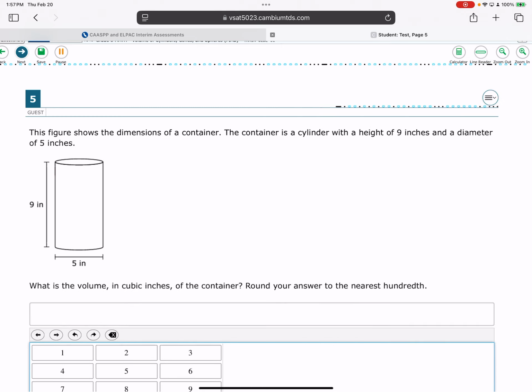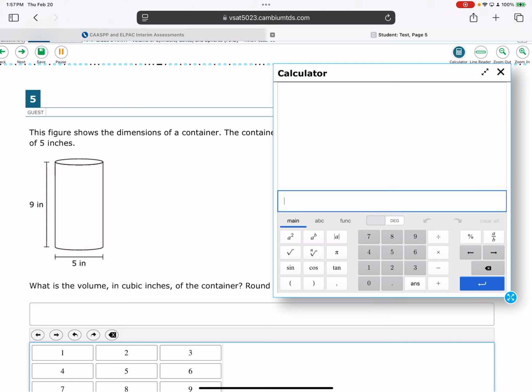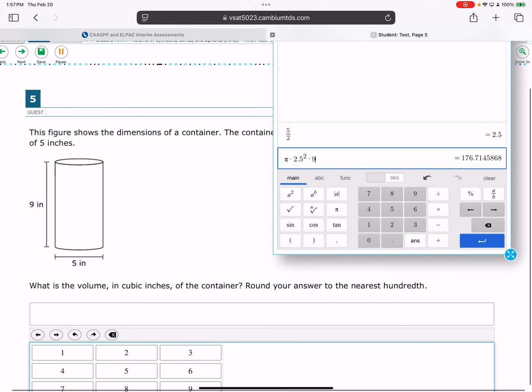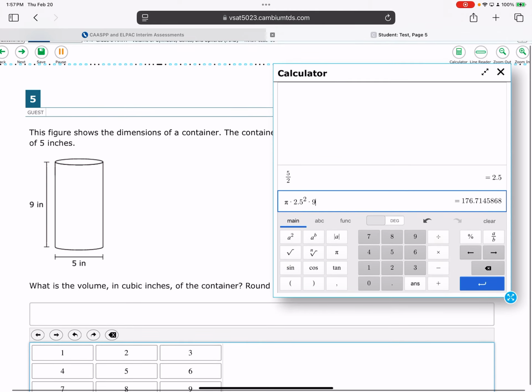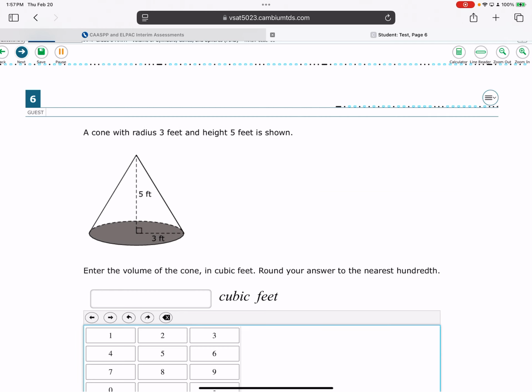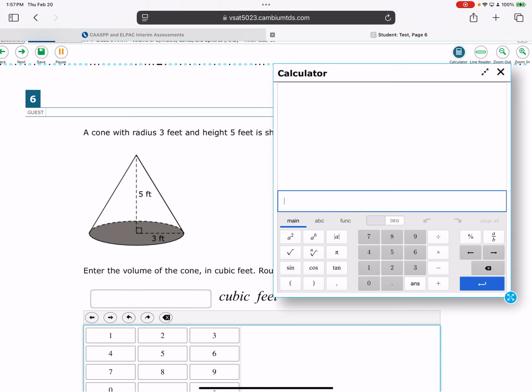Next problem. All right, this one, calculator. Let's see, 5 is not the radius, so I'm gonna divide 5 by 2, and the radius is 2.5. For this one, I'm gonna go to the next line. I'm gonna say this is pi times the radius, 2.5, squared, times 9. And there's my 176.71. The 4 doesn't round me up. Round to the nearest hundredth. There we go, 176.71.